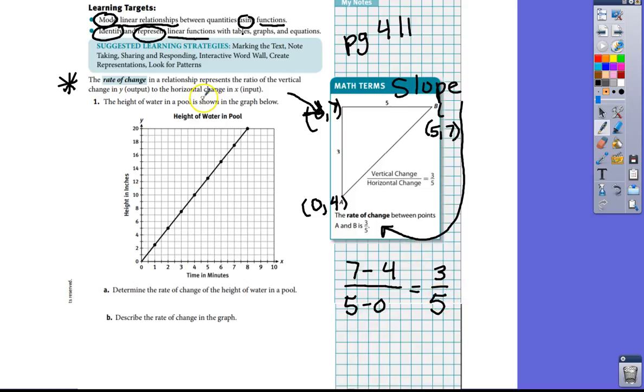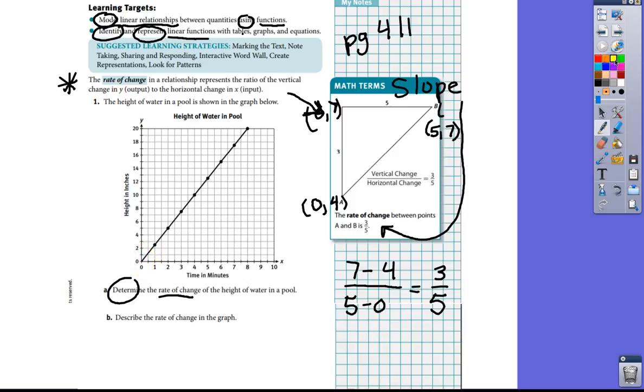Okay, the height of water in a pool is shown on the graph below. Determine the rate of change. So we're determining the rate of change of the height of water in the pool. All right, so it just wants the slope. It says rate of change, but it means the slope. So we're going to pick 2 points. I always try to pick smaller points so it's easier for me to subtract.